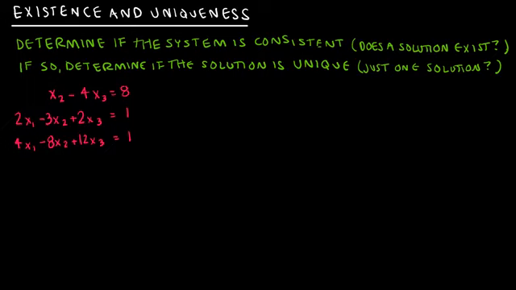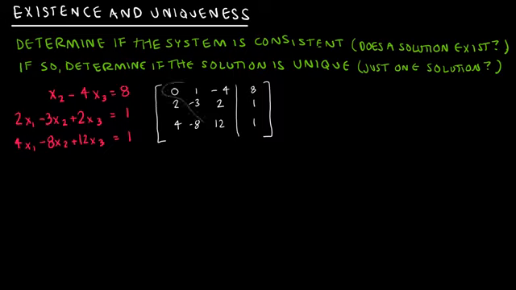First thing I'm going to do, as always, is write my matrix. 0, 1, negative 4, 8. 2, negative 3, 2, 1. 4, negative 8, 12, 1. And just as we talked about before, I really want this column to end up being 1s, but I've got this glaring issue right here with this 0.